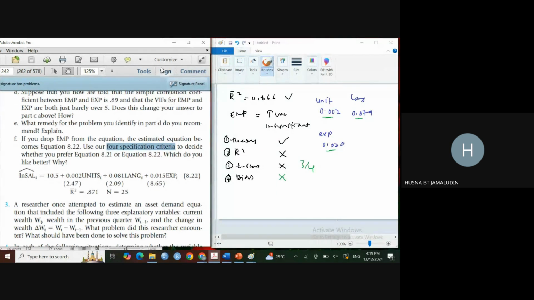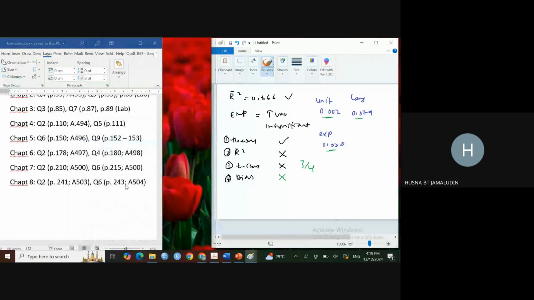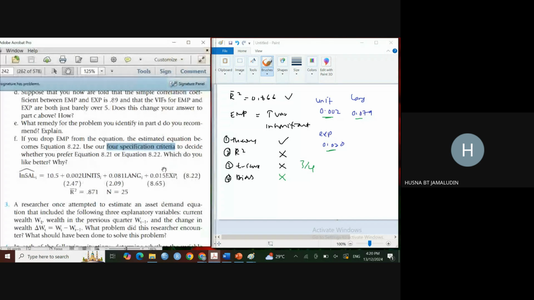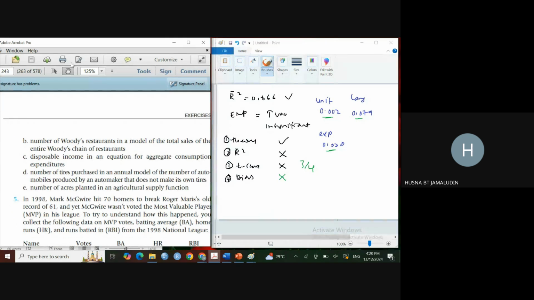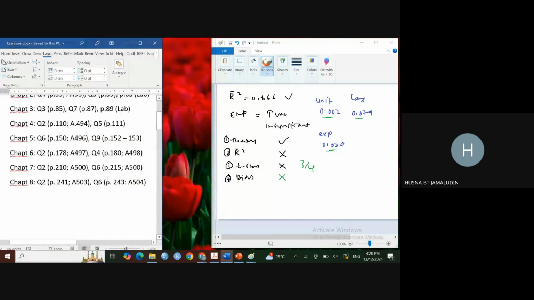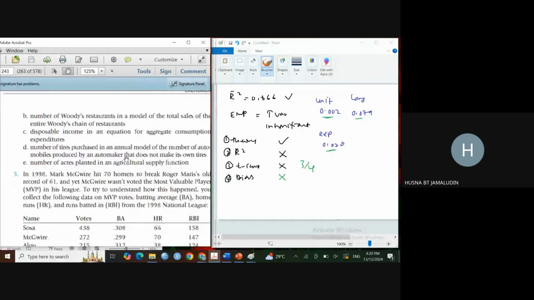Okay, what is this? This is 242. Yeah, I think question 6, right? 243. Have we covered 243? Oh, no, not yet. 243 question. I will just go and explain unless you ask me questions. Question 6.